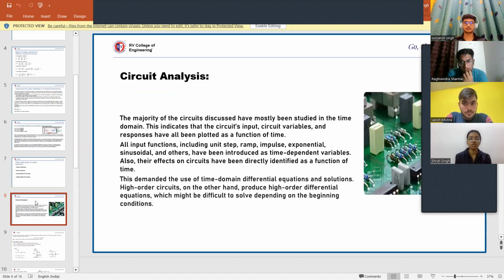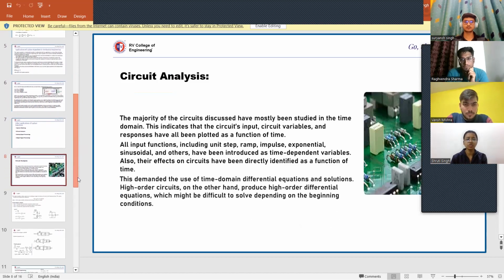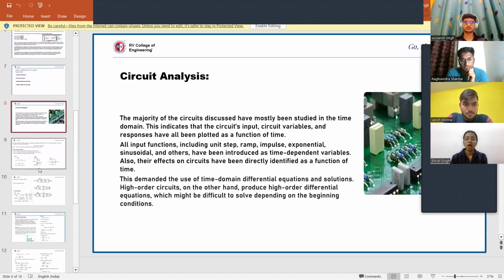So the first application is circuit analysis. In circuit analysis, we will mainly discuss how the S domain is converted into the time domain. When we put an input into a circuit, there is a response, which plots as a function in a time graph. All the inputs including unit step, ramp, impulse, exponential, sinusoidal, and others are introduced as time dependent variables. This demands the use of time domain differential equations and solutions.